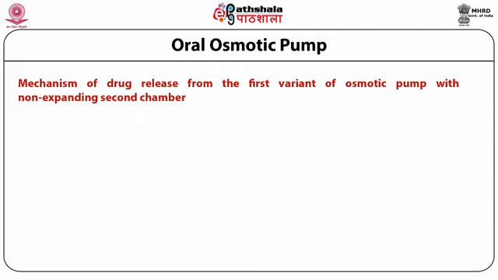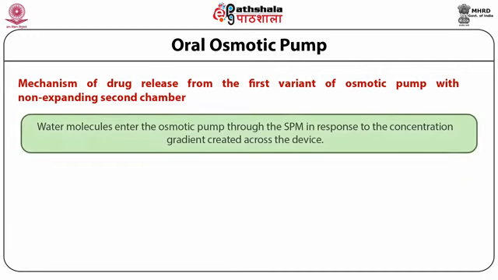This slide indicates the mechanism of what we have discussed above. The mechanism of drug release in this system is, first of all, water enters the osmotic pump through the semi-permeable membrane, in short written here as PM, in response to the concentration gradient created across the device. What is the concentration gradient? This is the basic principle behind osmosis, I am telling it again and again: the movement of solvent from the low concentration of solute toward the higher concentration until the concentration in both compartments reaches equilibrium.